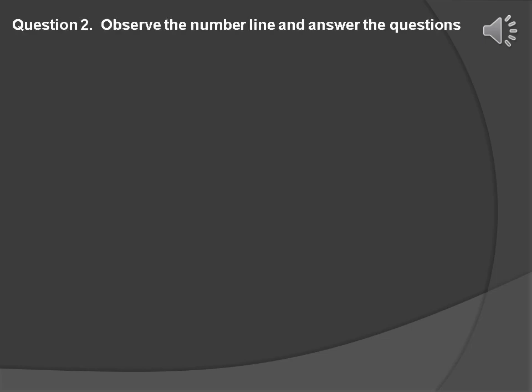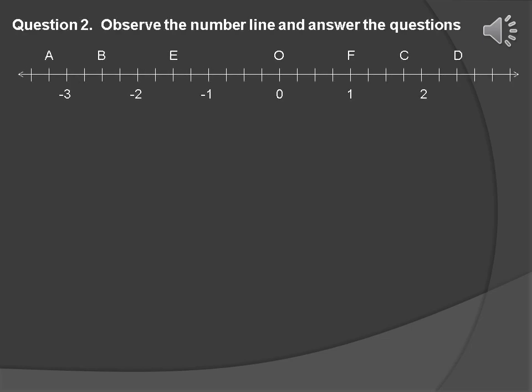Let's see the second question. Observe the number line on the screen and answer the questions. You can see here the number line has been drawn. First question, which number is indicated by B? First, you have to observe that each unit is divided into how many equal parts. So, according to the number line, each unit is divided into 4 equal parts.